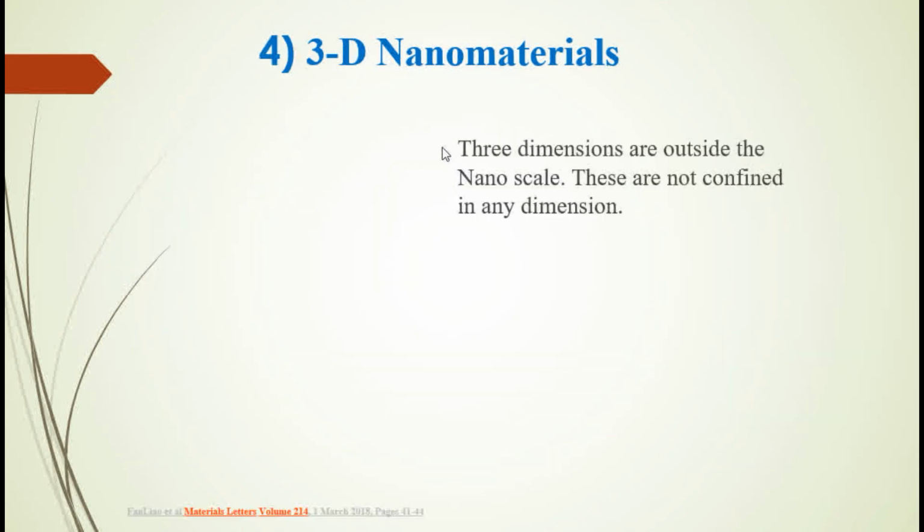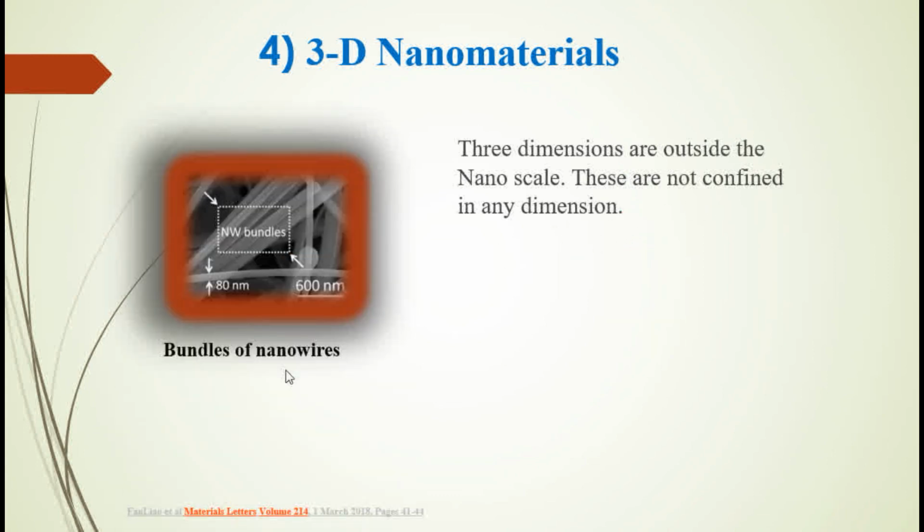So let's come to the 3D nanomaterials. So three dimensions are outside the nanoscale. These are not confined in any direction. So an example for 3D nanomaterials is the bundles of nanowires. Let's consider only one wire which is only 80 nanometer in diameter and the length is very large, and if we bundle all these types of wires, we will get nanowire bundles. Here the diameter of this nanowire bundle is 600 nanometer.